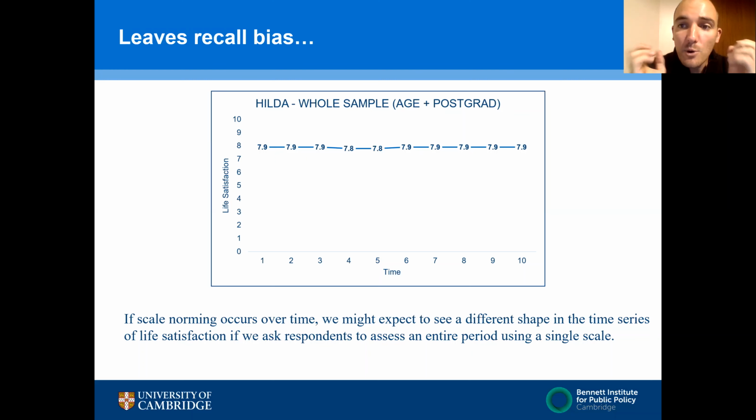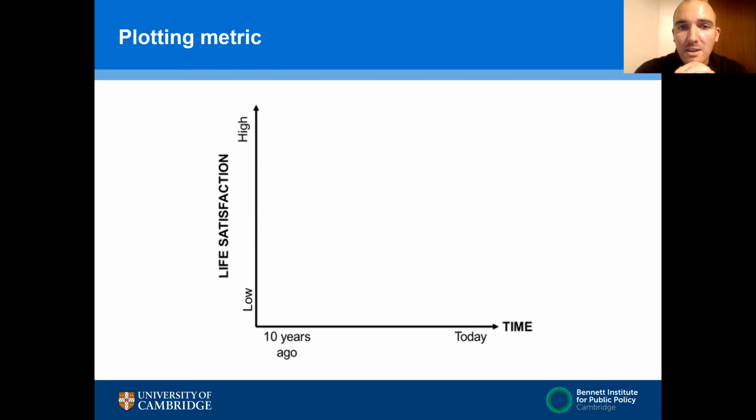Okay, so if scale norming is occurring over time, then we might expect to see a different shape if you force the respondent to use a single scale to describe a longer period of time. And that's what I used to inform this experiment. So I gave people this thing that I call a life satisfaction plot. And I say to them, think about the last 10 years of your life and just draw a line for me that represents the trends in your life satisfaction. So high to low, we're not really interested in the scale. We're interested in the trend, right? We're interested in relative changes, not so much the absolute number, okay?